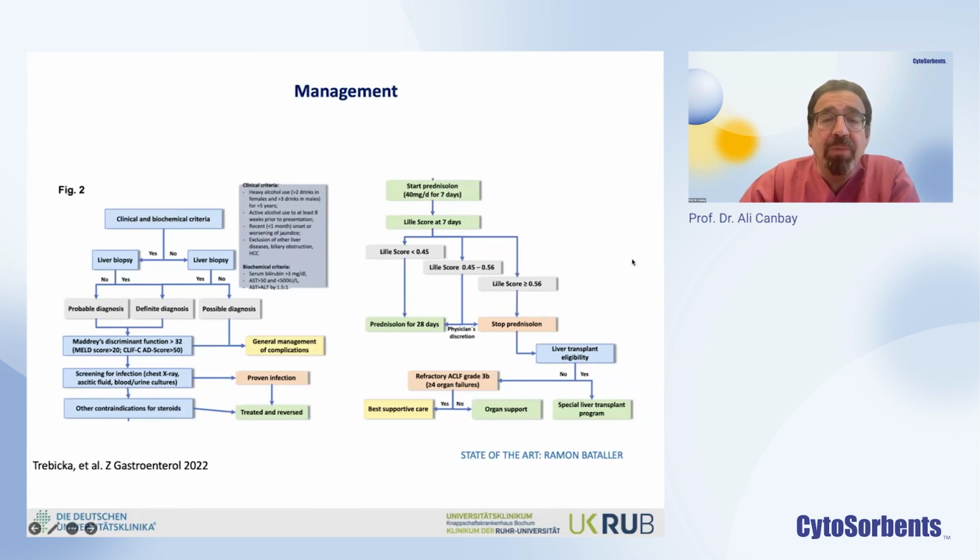Usually we start in some cases, but I'm not happy with starting prednisolone in this kind of patient. Look at the Lille score at 7 days, and if the Lille score is lower, then you can use prednisolone for 28 days. But I'm not really convinced about this. Why am I not convinced? Usually if you treat this kind of patient with prednisolone, they develop sepsis and they die. And in Germany, we are not allowed to transplant patients with active alcohol abuse.